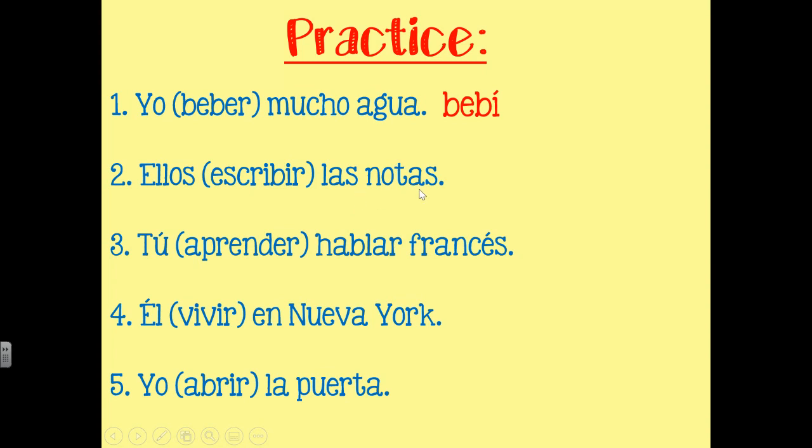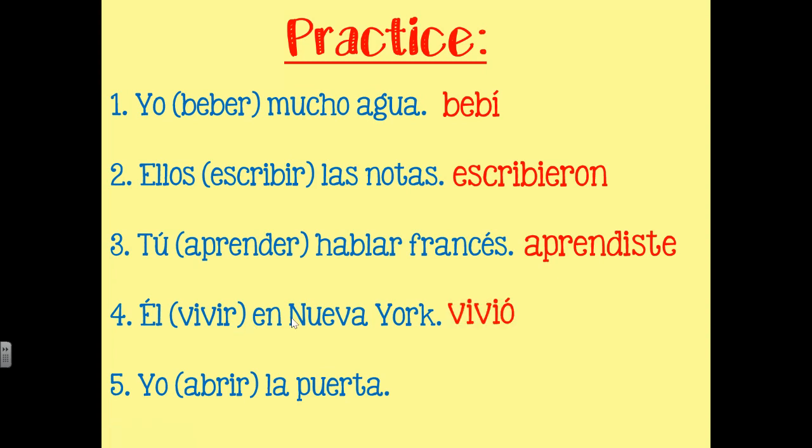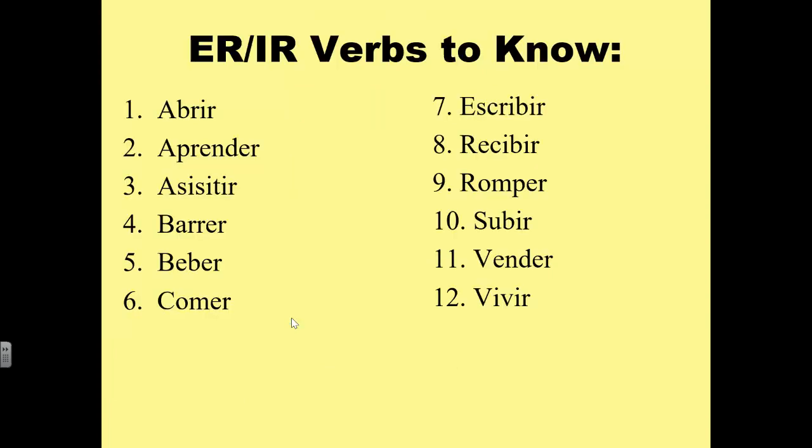They wrote, this is actually the word for grades, but we'll just go with it. So anyways, escribir for ellos should be escribieron. You learned to speak French. So aprender, we drop our ER and we add iste. So aprendiste. He lived in New York. Él vivió en Nueva York. And then I opened the door. Yo abrí la puerta.